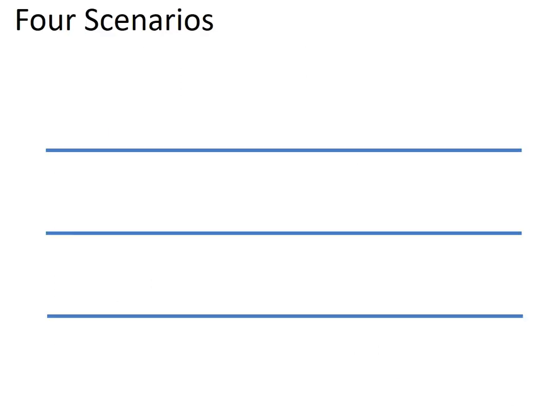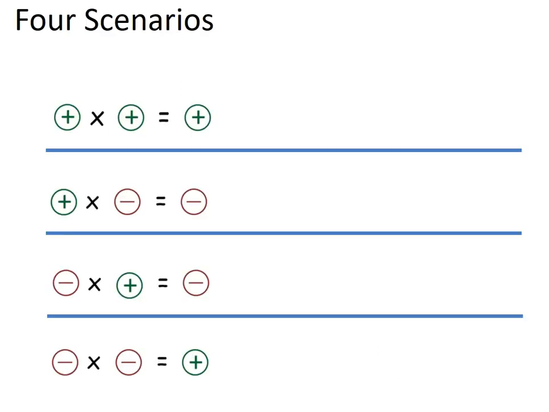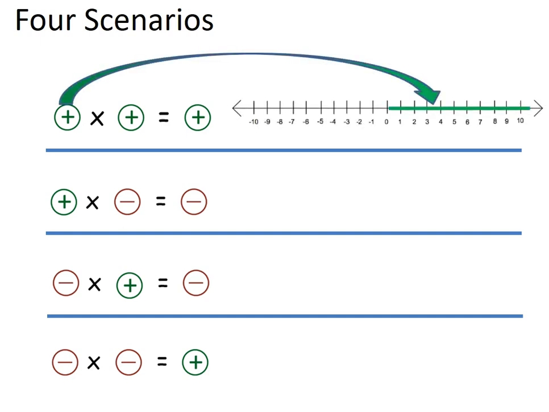All right, let's check out the 4 scenarios you can have with the switch method. You can have positive times a positive, positive times a negative, negative times a positive, and negative times a negative. Those are the only 4 things you can have. So let's start at the top. Positive times a positive. The first number tells us we're going to be on the positive side of the number line. The second number tells us we're going to stay on the same side. So we're going to stay positive.